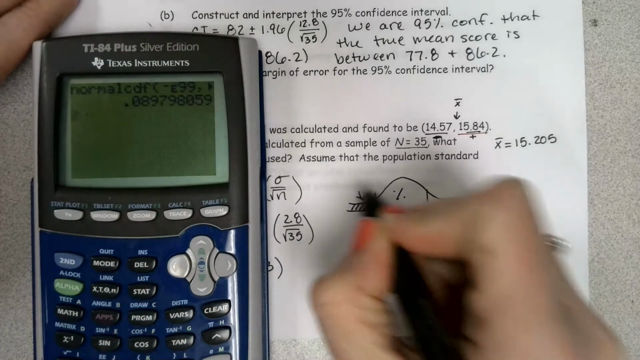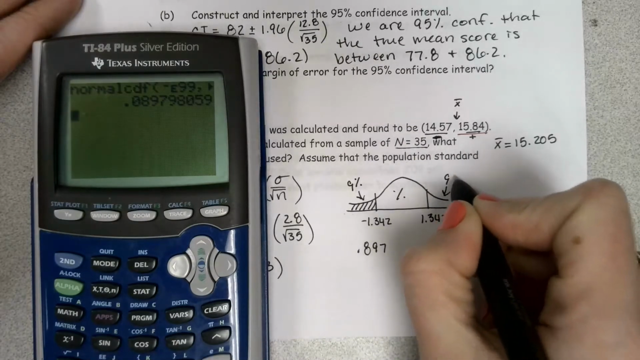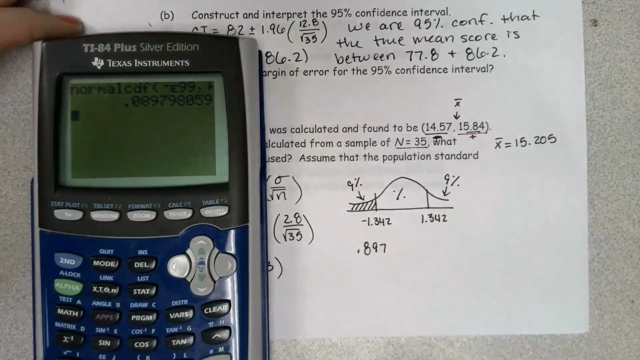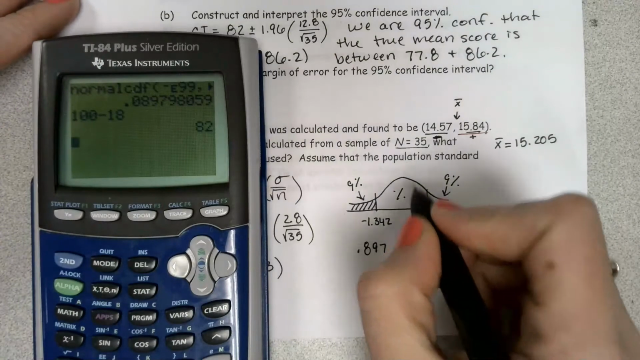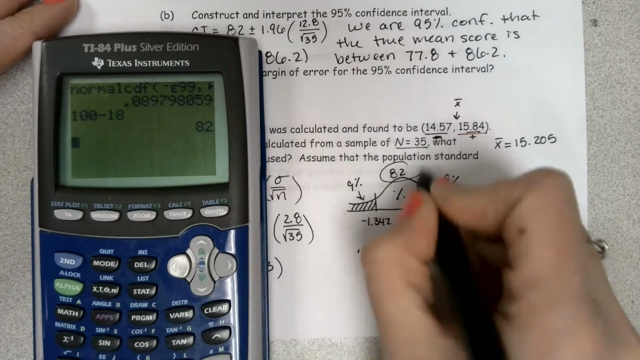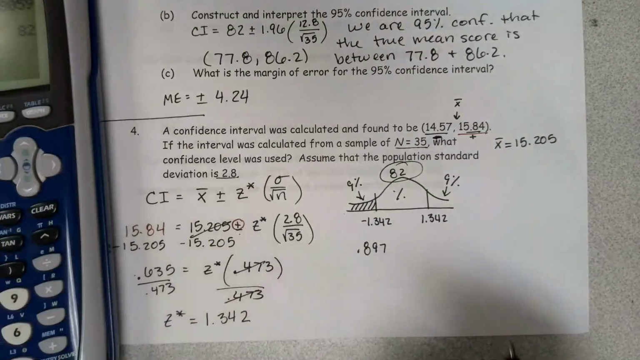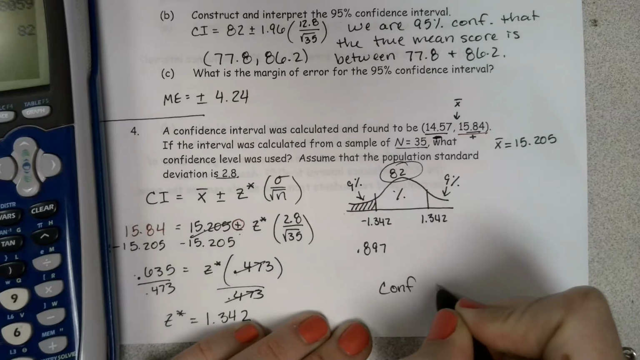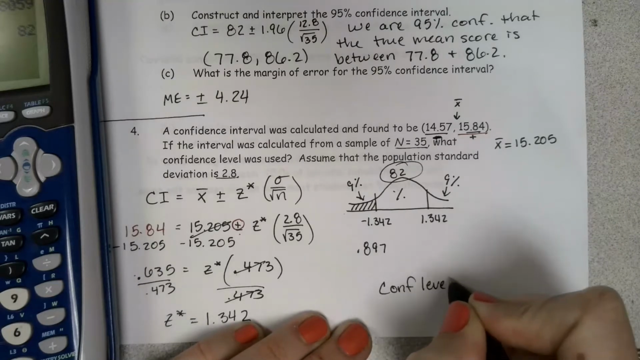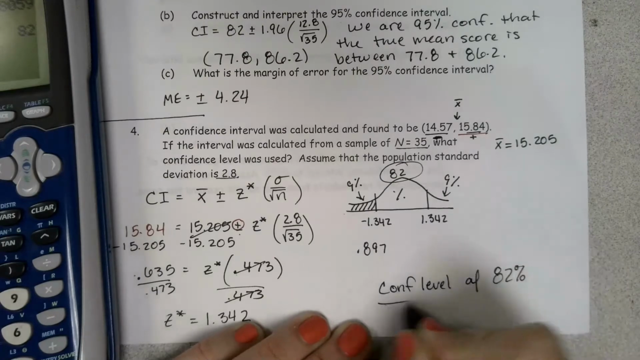0.0897. So I'm going to go ahead and say that this is 9%. So that means that this tail has to be 9%. So I now have a total of 18% used in the tails, which means I have 82% left on the inside. So that gives me a confidence level of 82%.